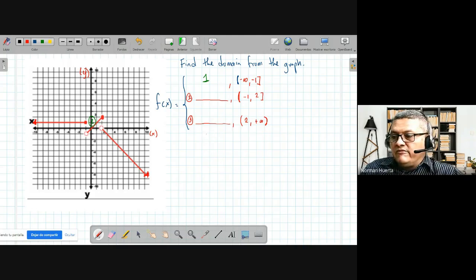So find the equation of branch number 2. Okay, I'm going to read from the graph a couple of things.